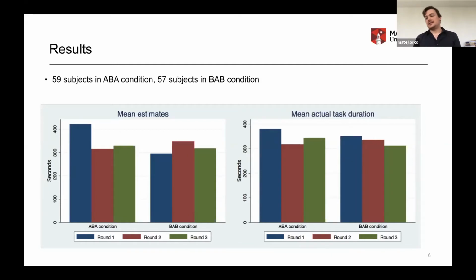And here are the results. So in terms of mean estimates, in the ABA condition, what we would expect is that the middle bar, the red bar, would be the lowest, and it actually is. While in the BAB condition, we would expect the middle bar to be highest, and it also actually is. The situation is not so clear in terms of actual duration.